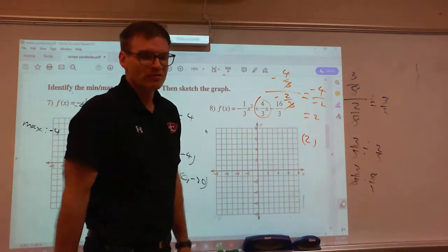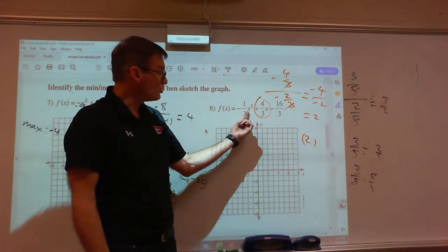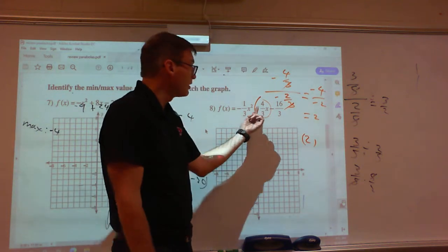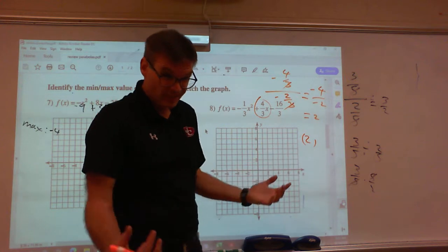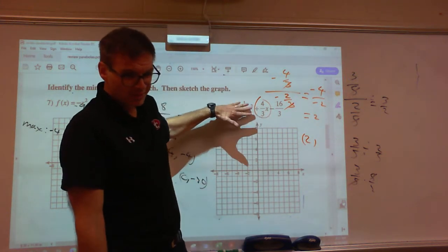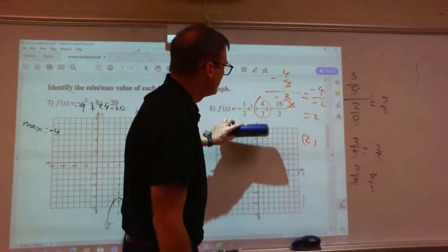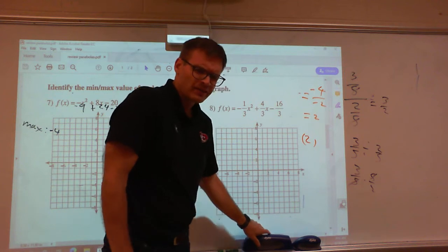Now, how on earth do you find the y value? If I plug 2 into this, I'm okay with 2 squared, but then I have to multiply by 1/3. Plug here, then I have to multiply by 4/3. Plug here, I have to multiply by the 16/3. I'm fine, except those 3's, the fractions make my life miserable. So what I'm going to do is cheat, because I don't like seeing all those fractions.